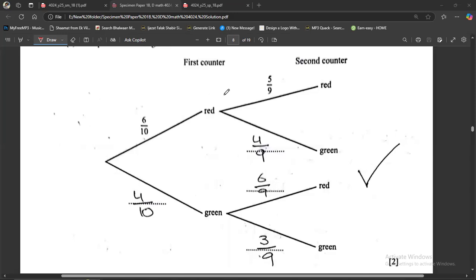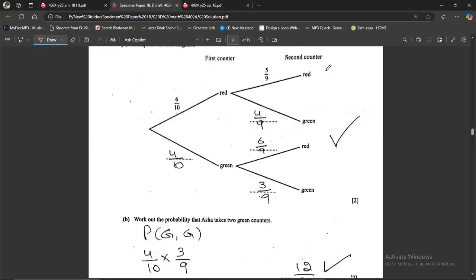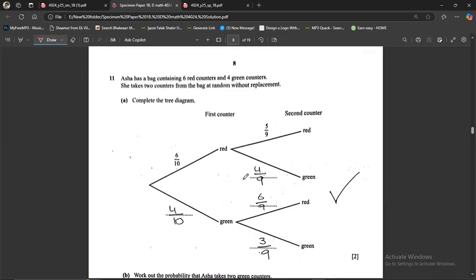If a red is already out, then on the second position getting a red, its probability will be 5 by 9. The total has reduced by 1 and the red number has also reduced by 1. If red is already out, then getting a green, its probability will be 4 by 9. If a green is already out, then getting a red will be 6 by 9. And if green is already out, then getting a green will be 3 by 9. I hope you can understand how I have written these probabilities.